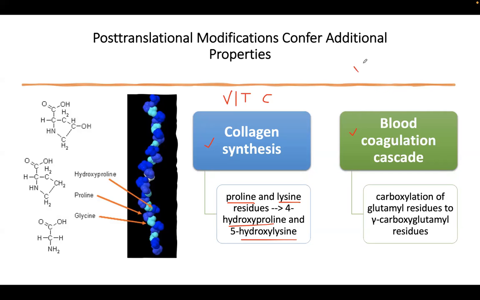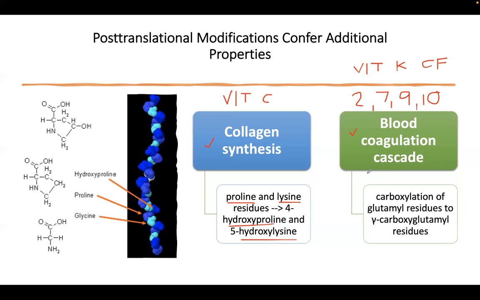Now, what are the vitamin K dependent clotting factors? So the vitamin K dependent clotting factors, we have the famous 1972. We have factor 2, factor 7, factor 9. Then we have factor 10. These are the vitamin K dependent clotting factors.